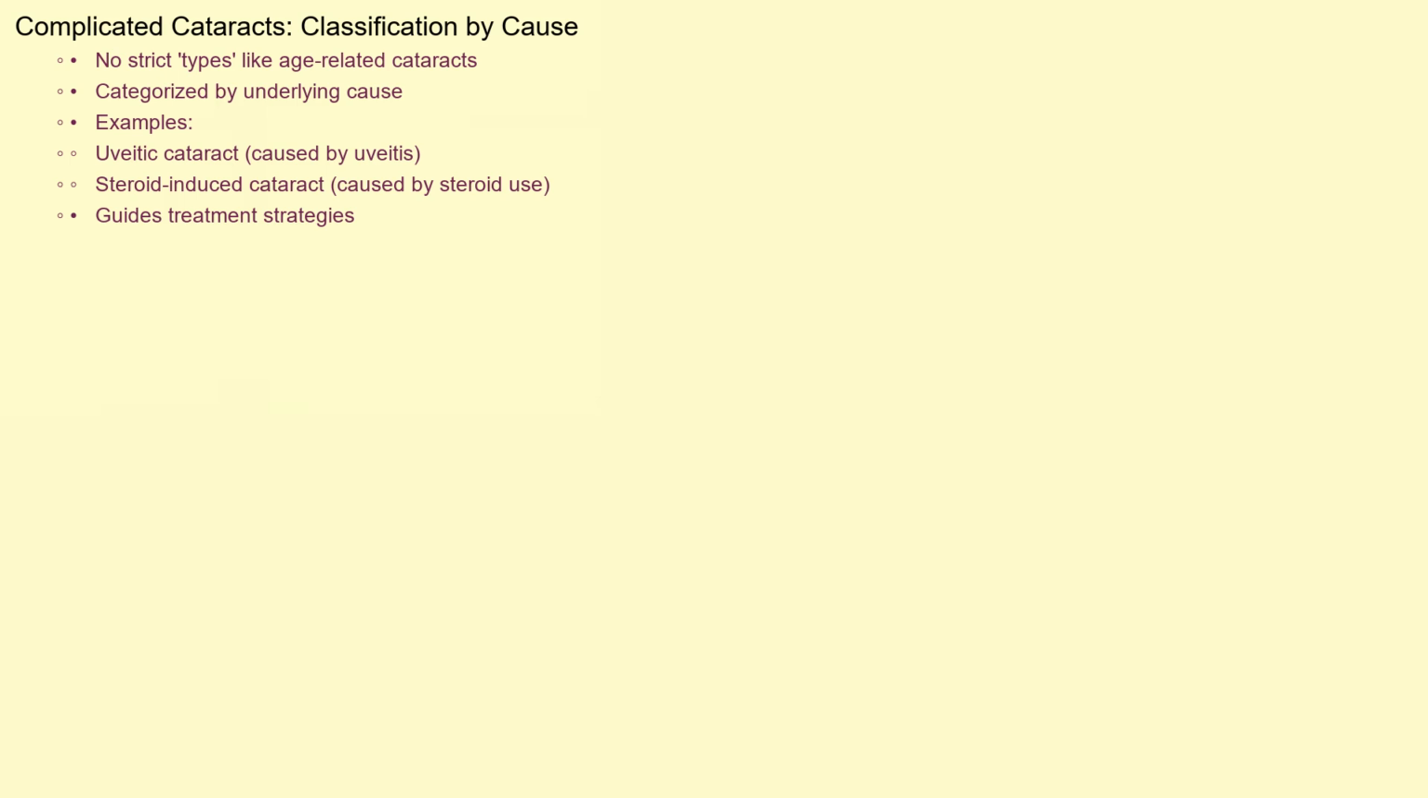While there aren't strict types of complicated cataracts in the same way there are for age-related cataracts like nuclear or cortical, they can be categorized based on the underlying cause. For example, a cataract caused by uveitis might be referred to as a uveitic cataract, while one caused by long-term steroid use might be called a steroid-induced cataract. This classification helps guide treatment strategies by considering the specific factors contributing to the cataract's development.